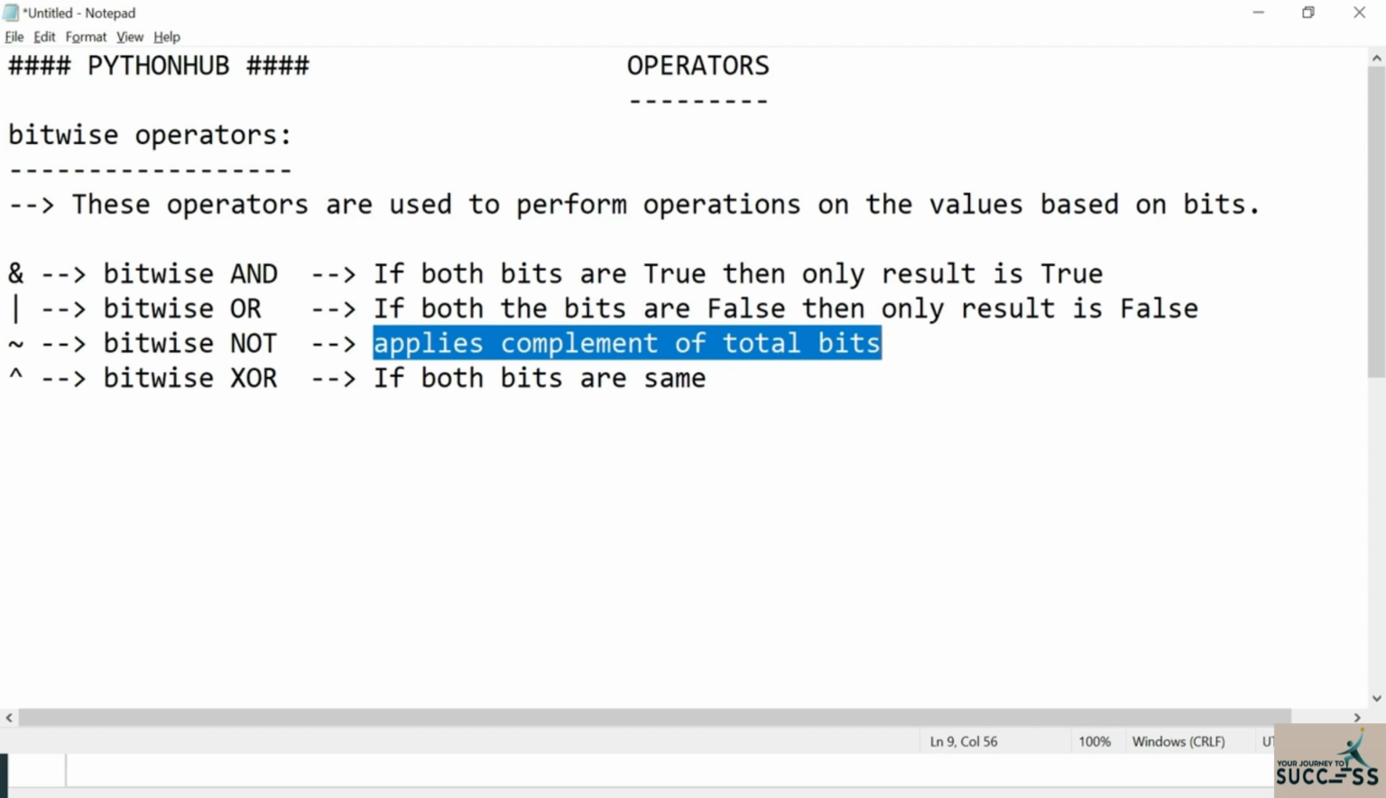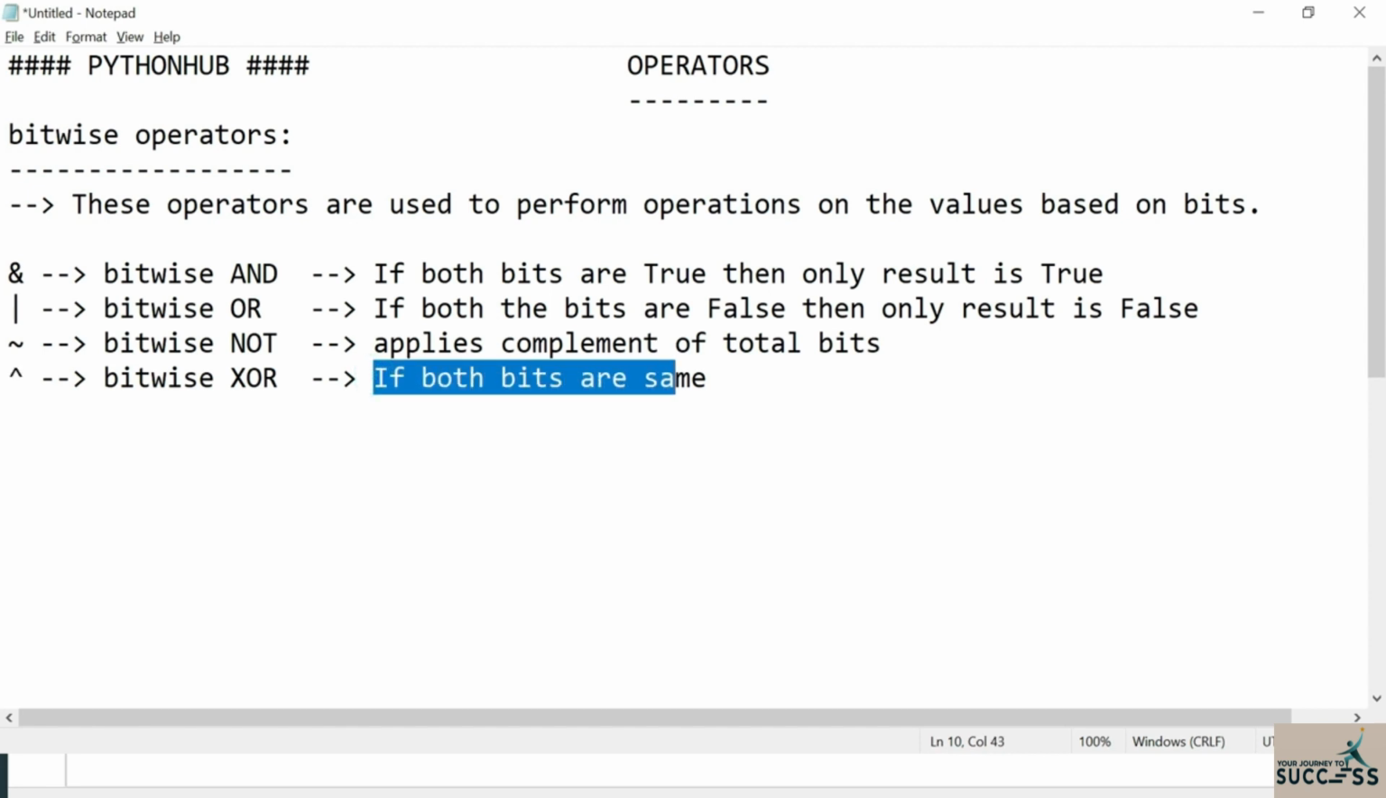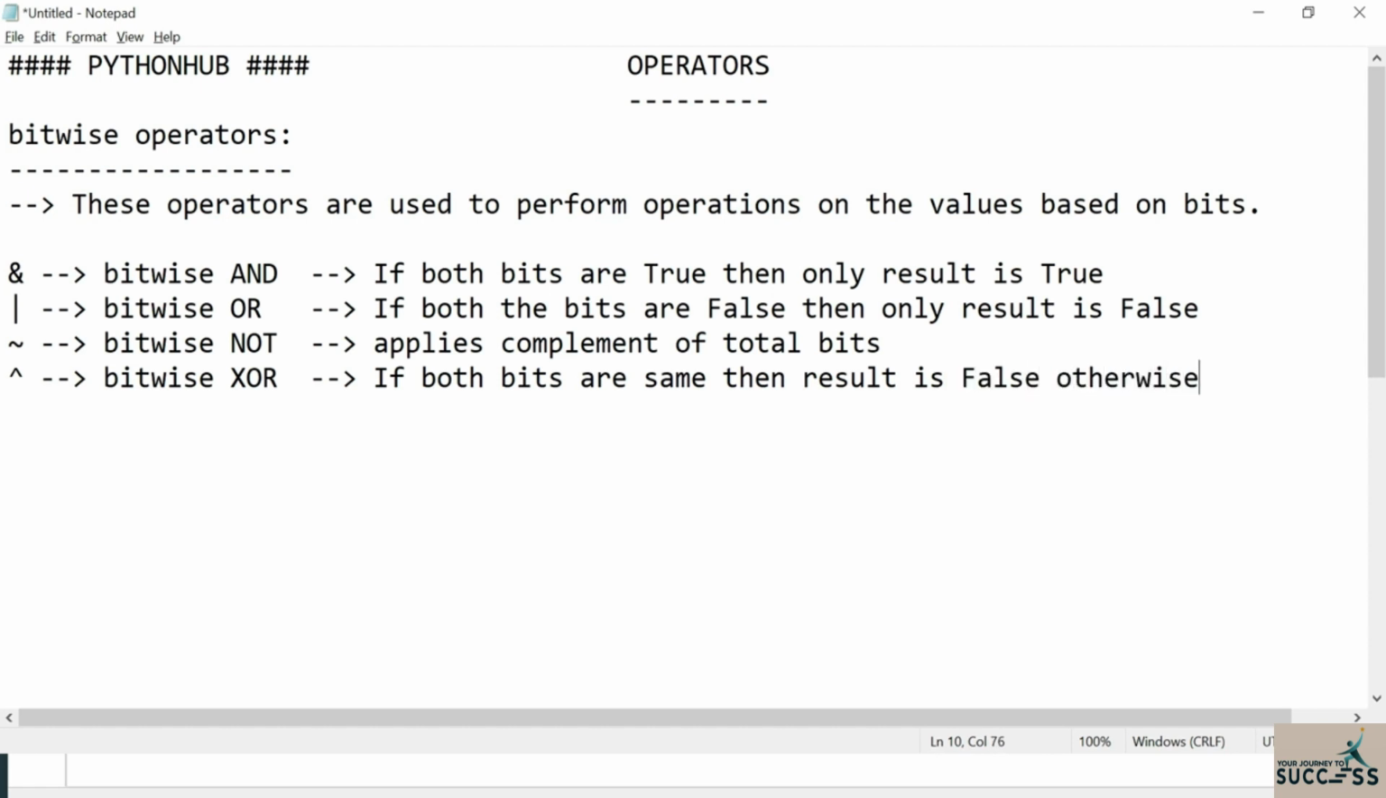Next one is bitwise XOR, which is denoted with the symbol ^, called cap. With this cap symbol, we can denote the bitwise XOR operator in Python. In bitwise XOR, if both the bits are the same, then the result is false, otherwise true.